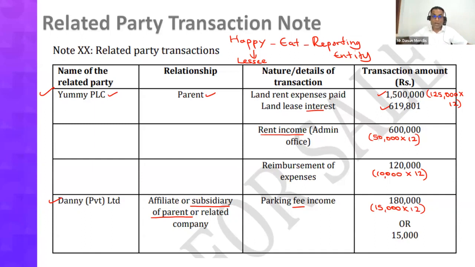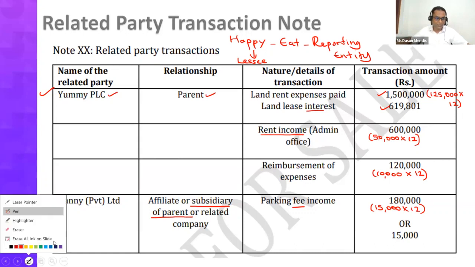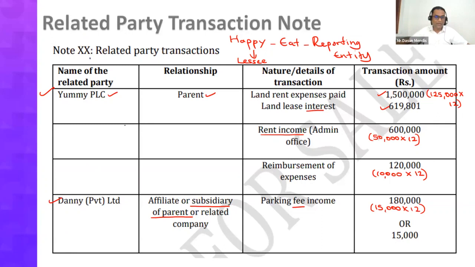Then you have to disclose, first of all, the identification, that is the first column. Then you have to disclose the relationship between these two parties. The first one is a parent company, the second one is your fellow subsidiary. Then the nature of the transaction and the amount of the transaction.